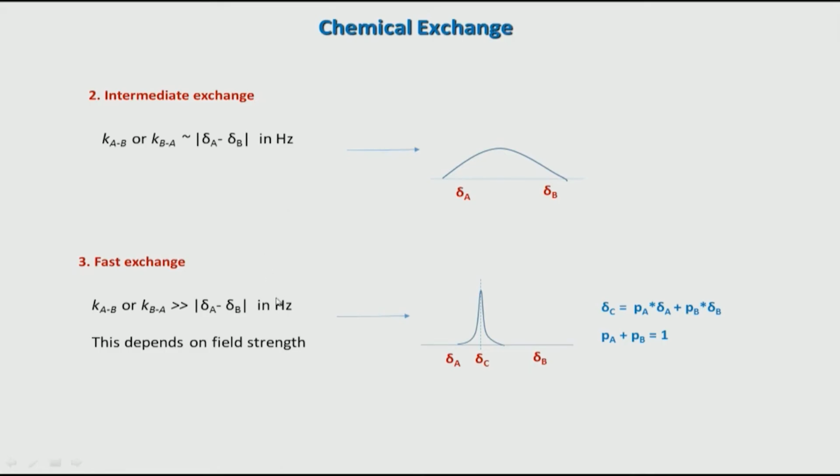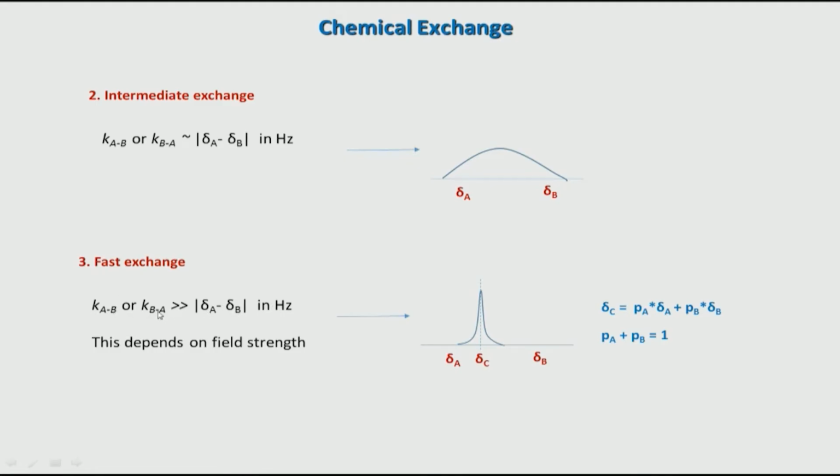Now, if you see from all the discussions till now, the slow exchange, the intermediate exchange and the fast exchange, all of these depend on the field strength, because look here, we are calculating in ppm. The chemical shift difference in ppm will not change, but when we calculate in hertz, it will change completely depending on where you are. So, if you are doing the experiment on 400 megahertz, it will be one value, but if you go to 800 megahertz, it will be a completely different value.